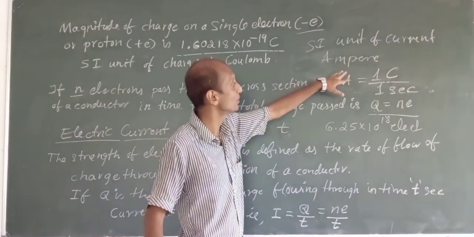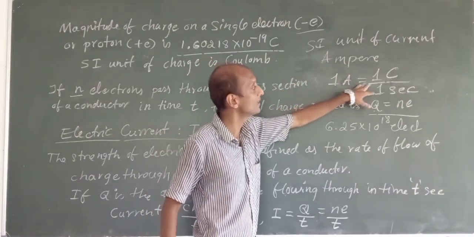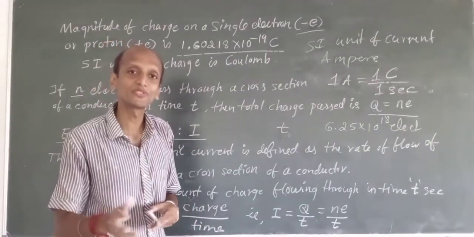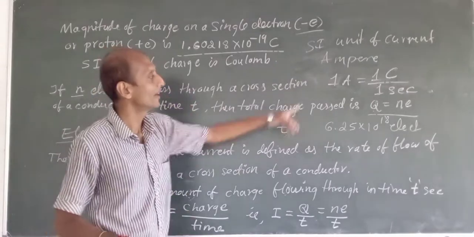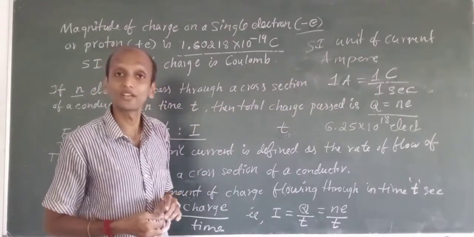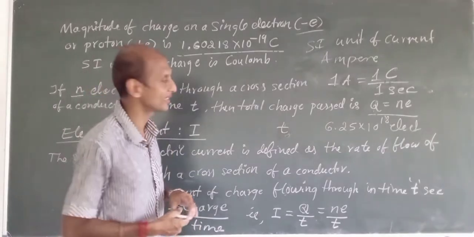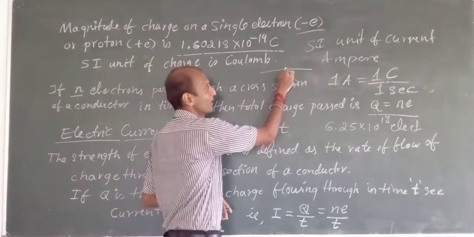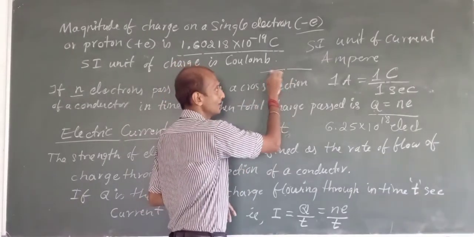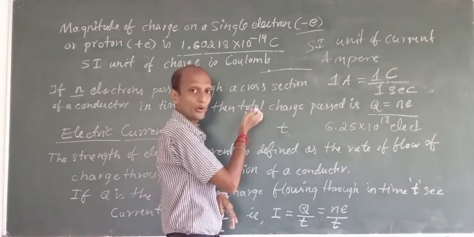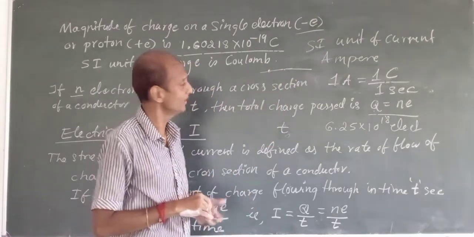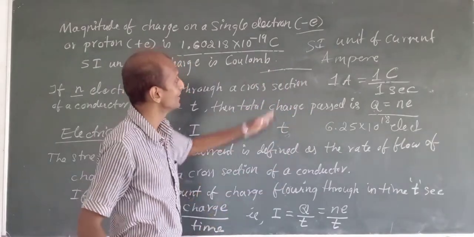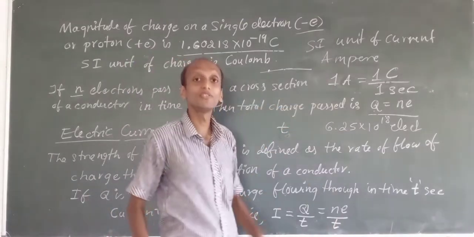So the SI unit of current is ampere. 1 ampere is nothing but 1 coulomb per 1 second. If in 1 second 1 coulomb of charge flows through a conductor, then I can say it is 1 ampere of current. A cross section of a conductor means, if I have a conductor wire, I consider a certain point. I can measure at this point, or I can go for another point. In all the points it will show the same current flowing. So this is how I go for 1 ampere of current.